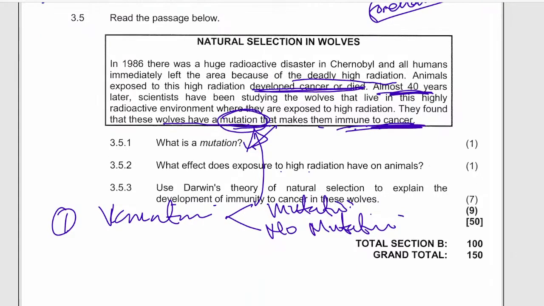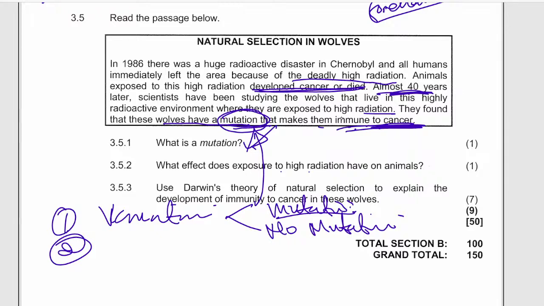Point number 2, you tell us that those which had the mutation were able to survive. You understand? They were able to survive the radiation. Therefore, they reproduced in large numbers.